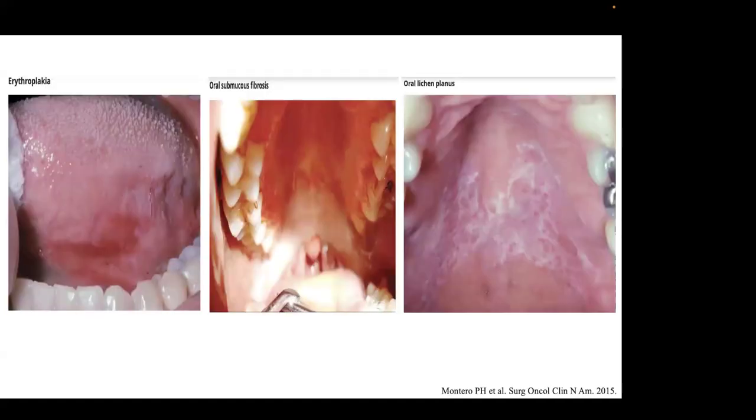These are a few images of oral erythroplakia, which is being seen at the base of the tongue, oral submucosal fibrosis, which is seen extending near the soft palate and uvula, and the lacy Wickham's striae, which are seen in conditions like oral lichen planus.